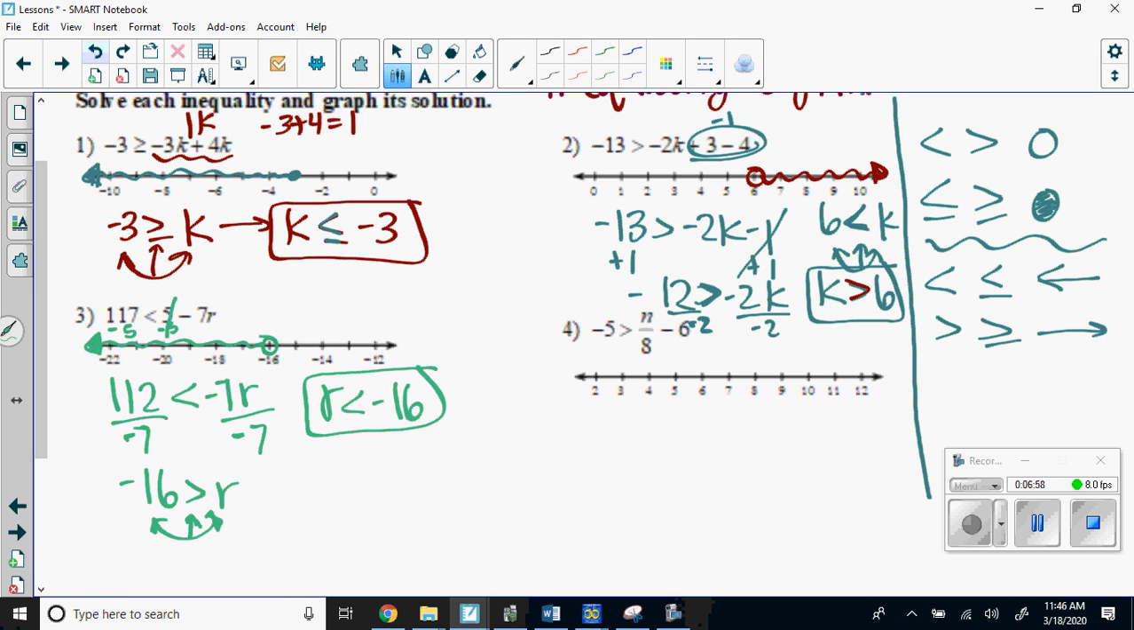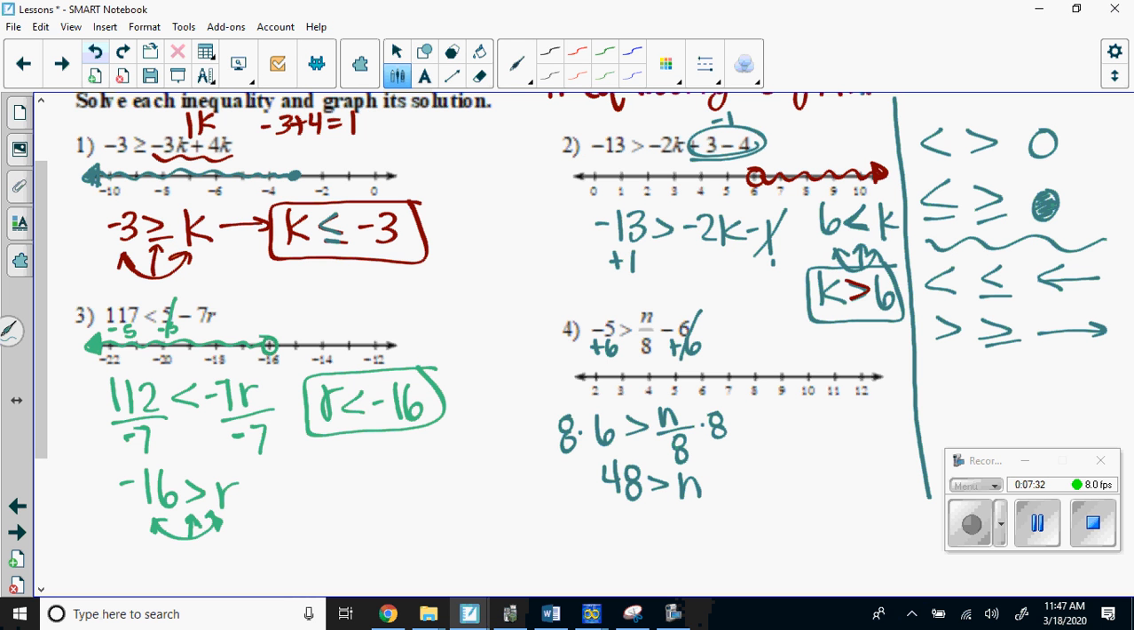Okay, one more problem like this, number 4. Let me clear a little bit of this stuff out here. So number 4, I want to do this one with you because there are a couple of them similar to this on the homework where you've got to divide. Same thing as number 3. Your first step is to get rid of that lonely one, the negative 6, by adding. So we get 6 is greater than n over 8. And then you just need to multiply by 8. So you get 48 is greater than n.